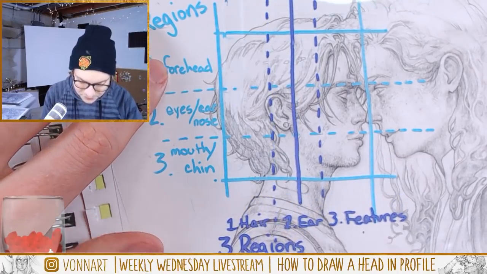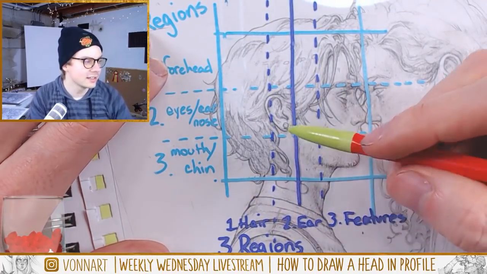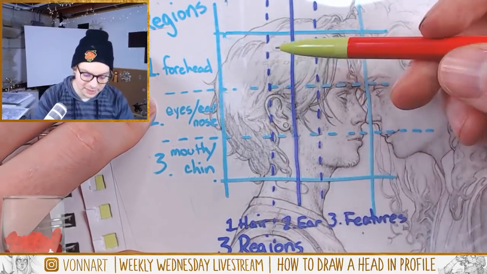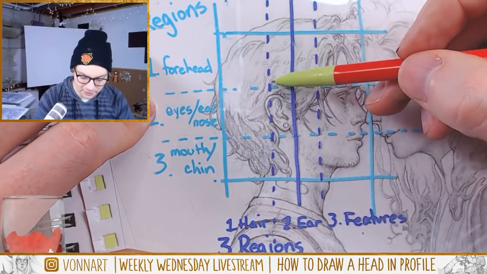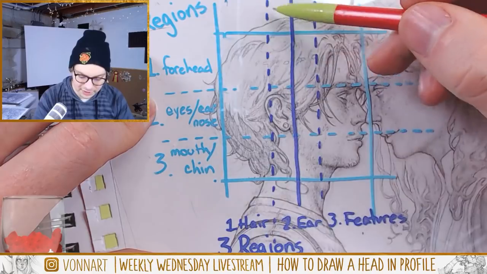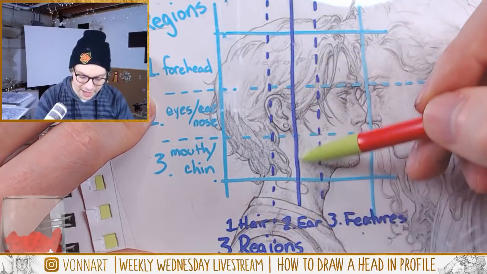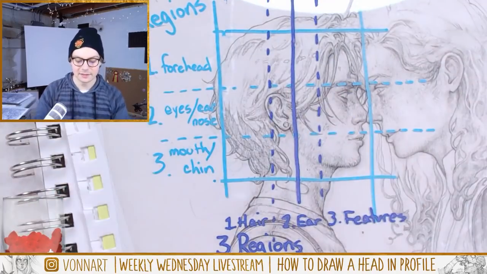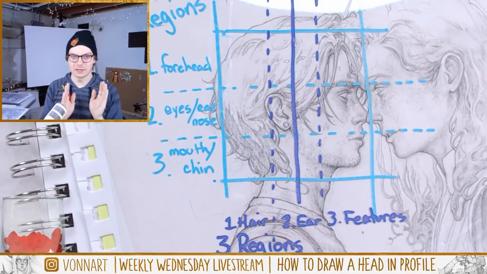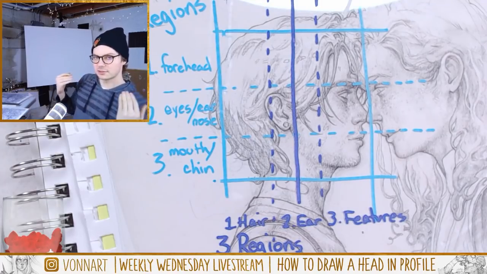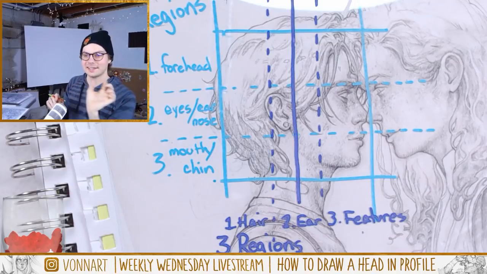Okay, so the ear is usually placed in between the first third region line and the halfway line. Too often I see people draw the ear right in the center of the head, when in reality it should be pushed back just a little bit, like an inch or two.